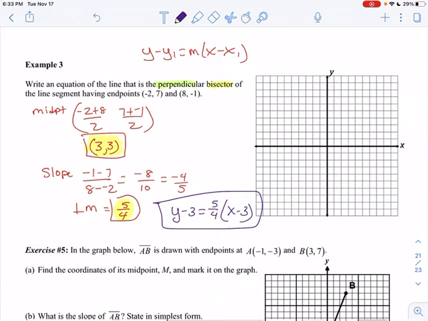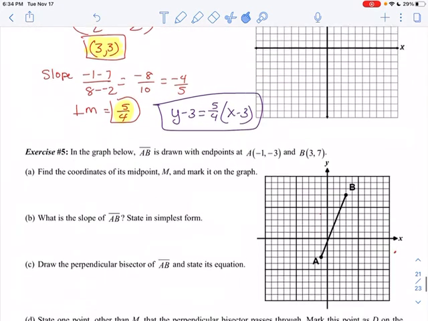So you have to know how to find the midpoint. You have to know how to find the slope. And then you need the perpendicular slope. You need to flip that. And then you're going to take that midpoint and that slope and plug it into your point-slope formula. Now, they gave you the graph if you wanted to use the graph, but it's certainly not necessary to do that.